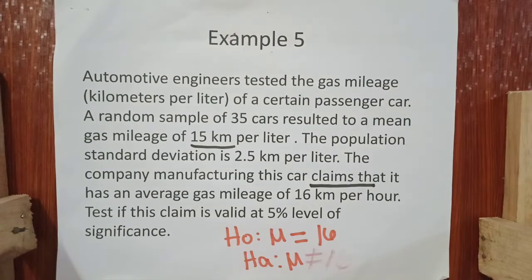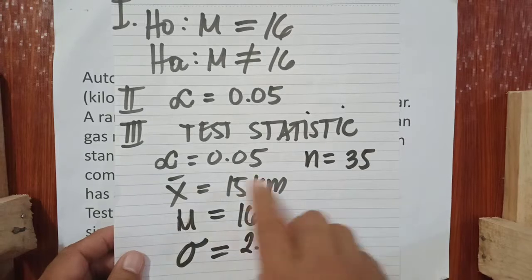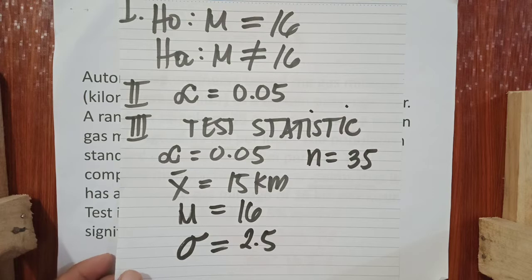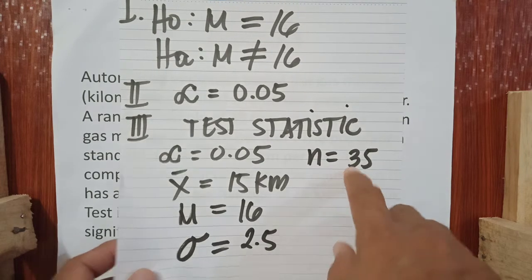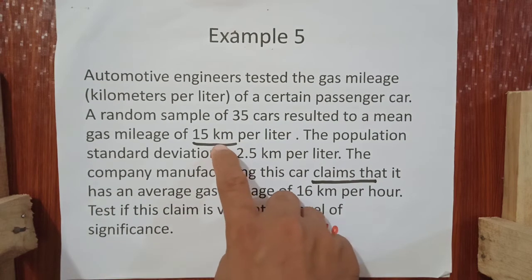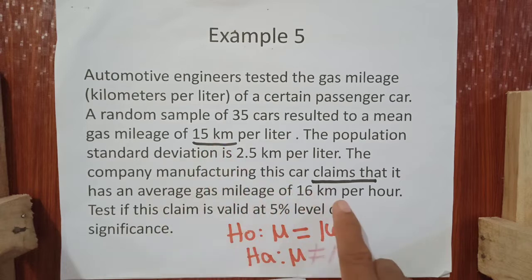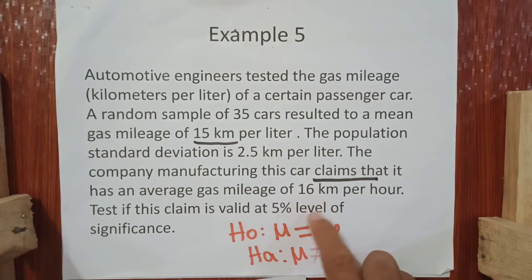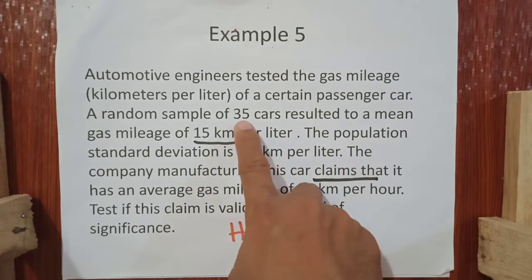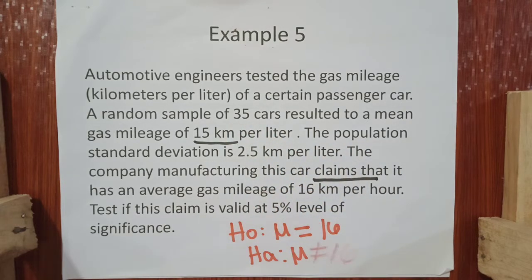Step 3 pala. Step 3. Ang step 3 natin, test statistic. Ibig sabihin, ko-compute natin yung value ng test statistics. Dahil ang ating n ay 35 doon sa ating problem, ang ating sample mean is 15 at yung mu, population mean is 16, standard deviation is 2.5. Dahil ang ating n ay 35, bahagi siya doon sa gagamitin natin na z.